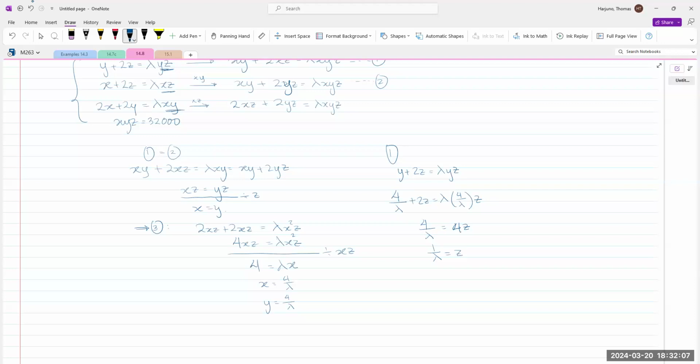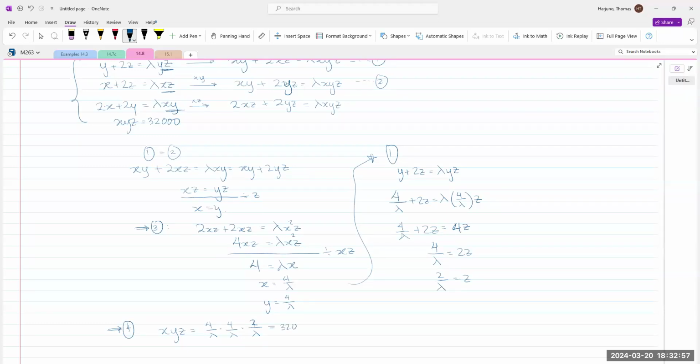So maybe I put it back there. Going into equation 4, I can put things together: xyz equals 4 over lambda times 4 over lambda times 1 over lambda. Oh, I'm sorry, I made a mistake. This is 4 over lambda plus 2z equals lambda times 4 over lambda times z, which is 4z. So I have 4 over lambda equals 2z, so z equals 2 over lambda. Good thing I didn't continue. So this is 2 over lambda.